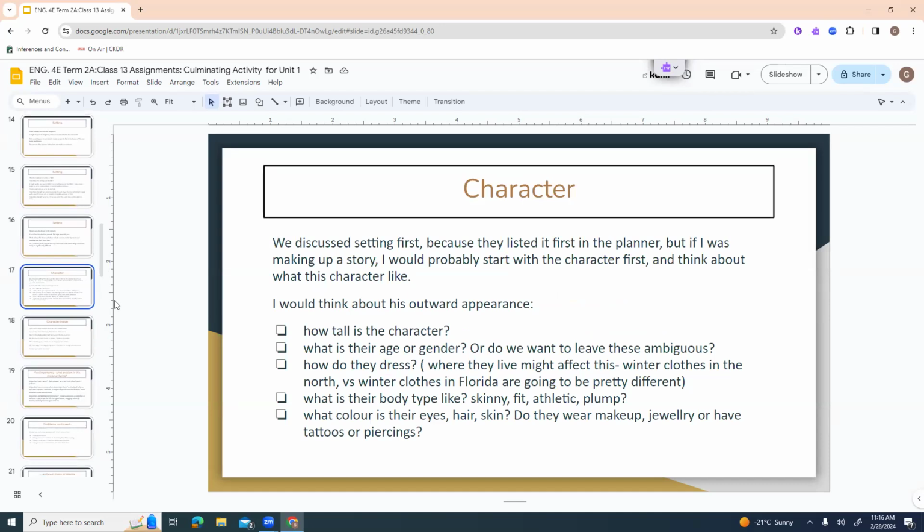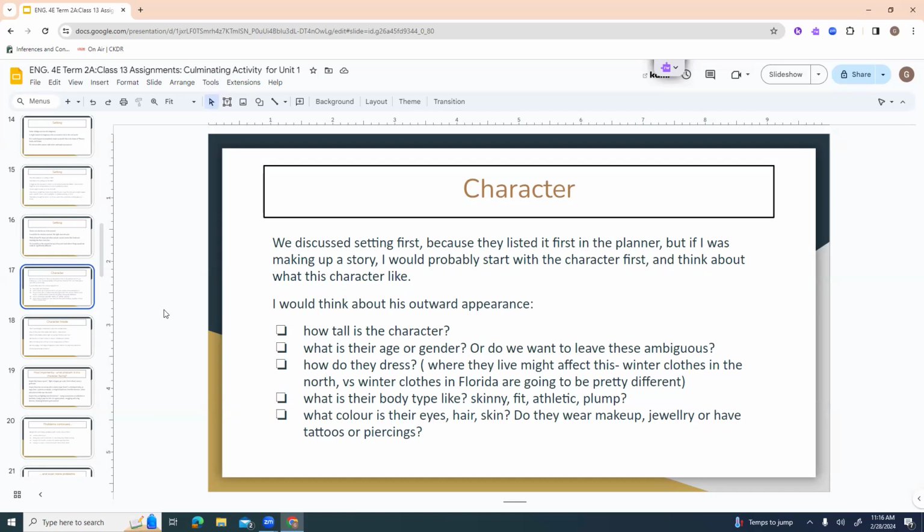Okay, character. We discussed setting first, mainly because they listed it first in the little planner. But if I was actually making up a story, I would probably start with the character first. And then I would think about what this character is like. I've got the word "his" here, okay? It's just generic. When I was growing up, "his" was a generic one for any gender. It just was the stand-in for people. So substitute whatever pronoun you want there. His, her, they, it doesn't matter.